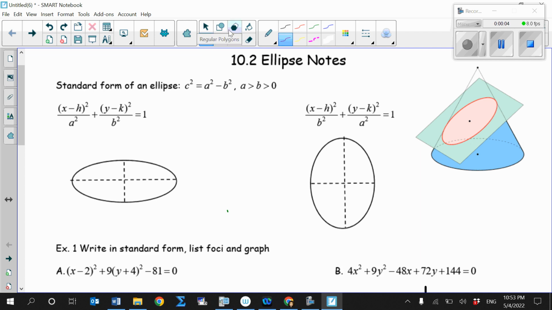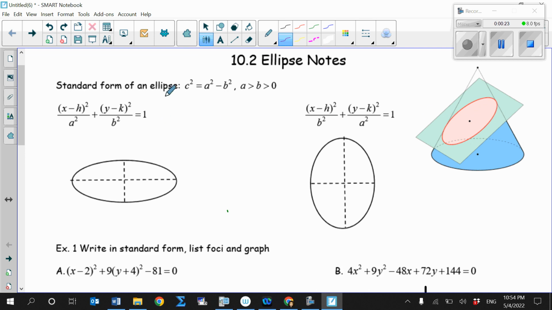Hi everyone, today we are going to talk about ellipse. We have learned before that ellipse is one of those conic sections that is created when you have a cone and a plane, and this plane is crossing the cone kind of slanted like what you see here. This is how the ellipse will be created.